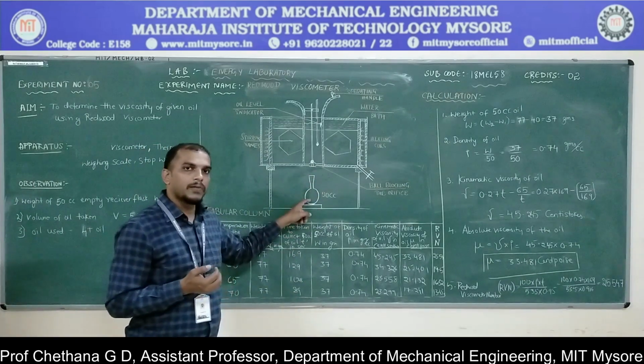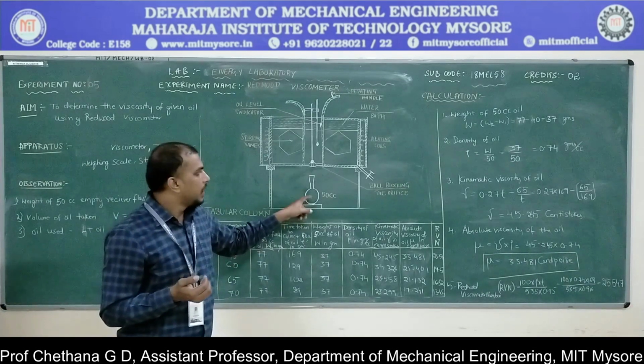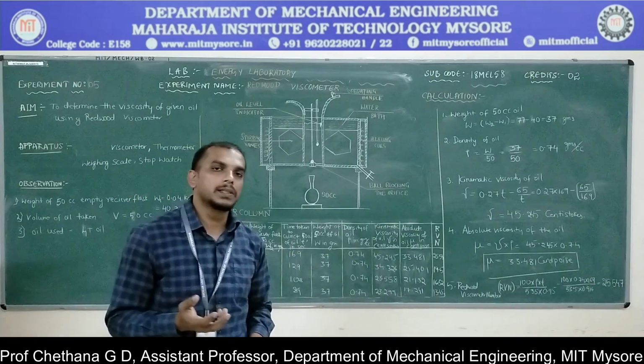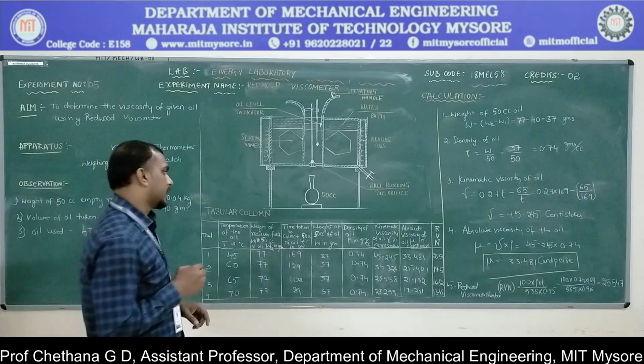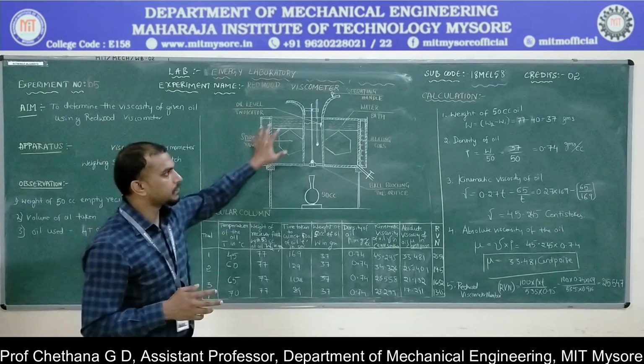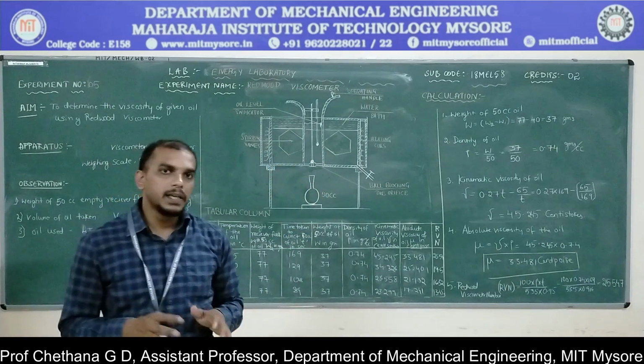We have the volume of oil which is collected, we have the time with us. Then we can weigh this and see what is the weight of the oil collected. Now let us look at the tabular column. That is the way by which we conduct the experiment.